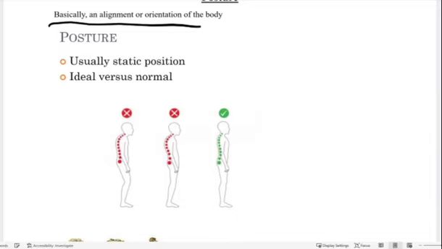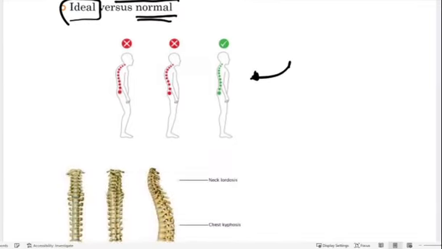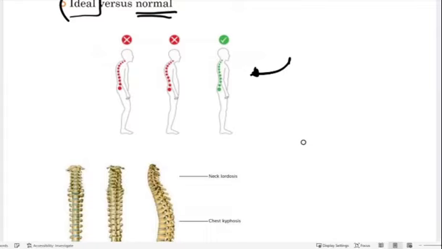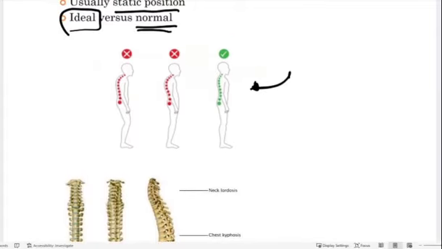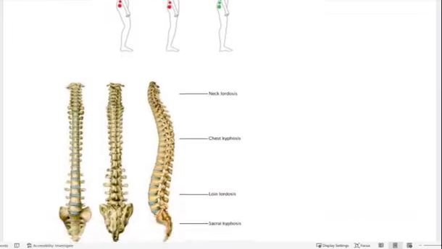When we talk about posture, we usually talk about a static position, and we use the word ideal instead of normal. It's very hard to say what is normal here. So that is why we use the word ideal for the posture instead of saying that this is a normal posture or not. You can see here, this is an ideal posture, and then you see these two positions that have a red spine, and they are not considered normal, and I'll talk about why that is.